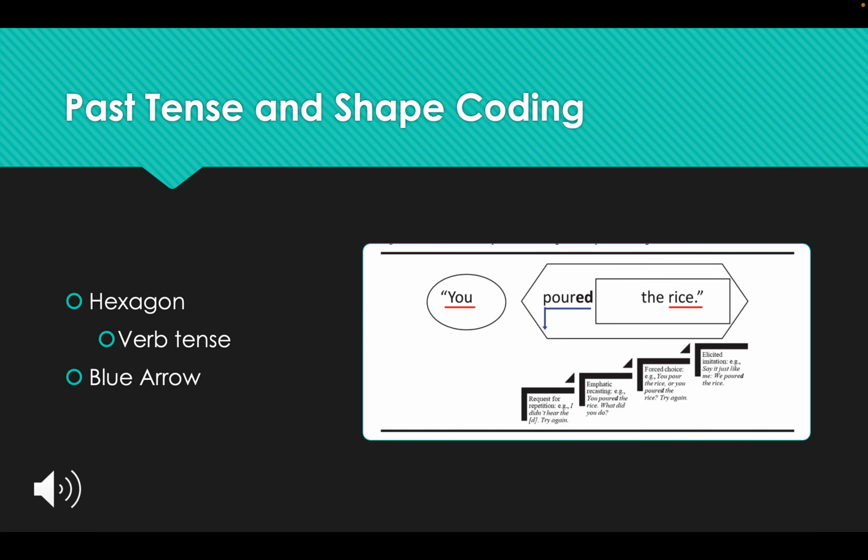Past tense and shape coding. Past tense is represented by a hexagon, which represents the verb, and a blue arrow for tense. A blue arrow can be pointing left down to depict the orthographic representation for each of the possible ed allomorphs, as in d, t, and ed.